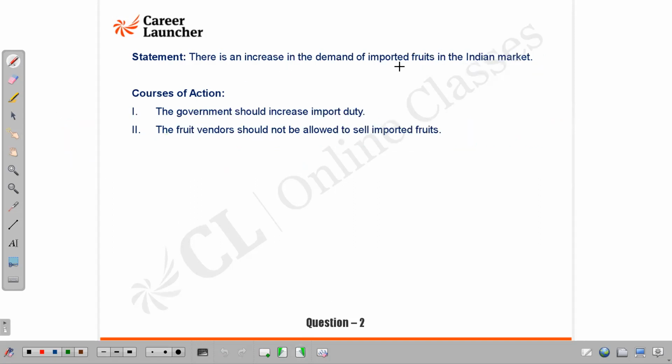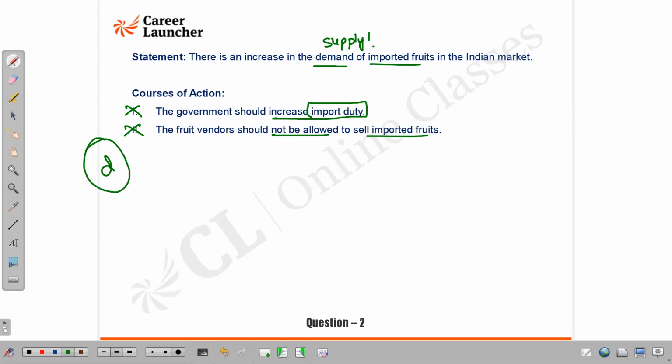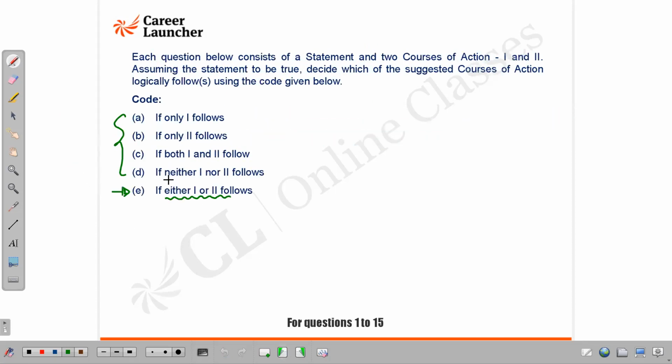To the next, there is an increase in demand of imported fruits. So when there is a demand increase, you should increase the supply. That's the most sensible course of action. The government should increase the import duty. I mean, that is not going to solve the problem. That's going to worsen the problem. The fruit vendors should not be allowed to sell imported fruits. Oh no, both of them don't make sense. D, which says neither of them are valid.